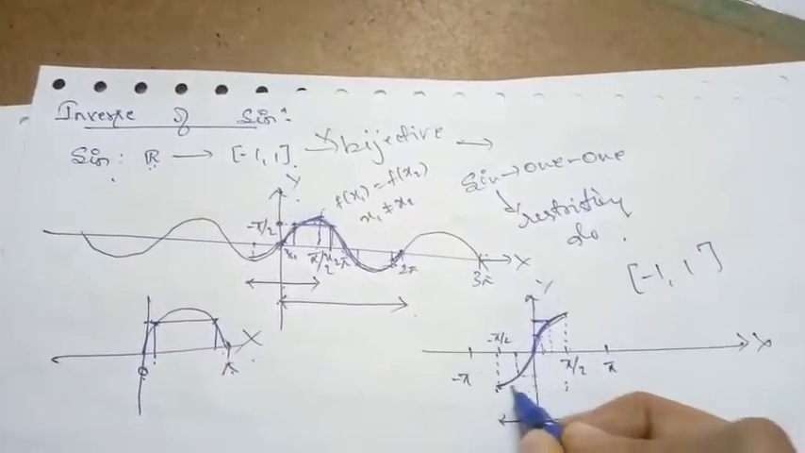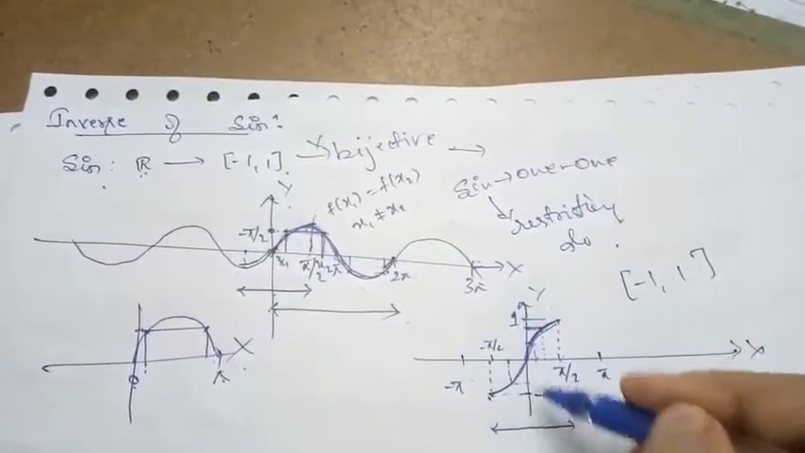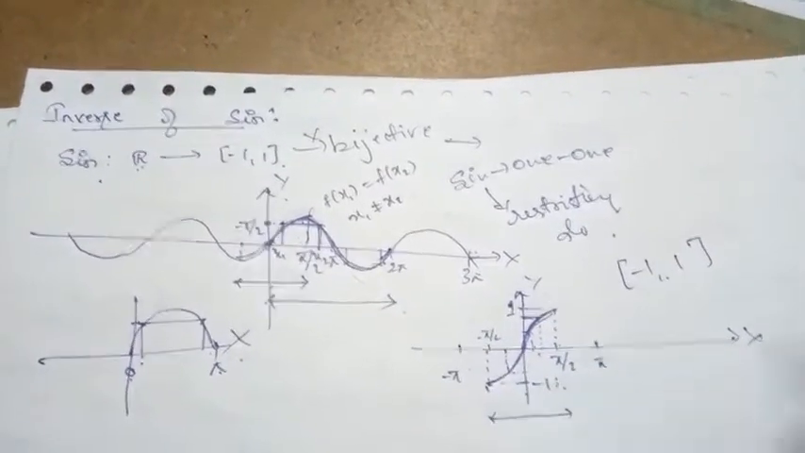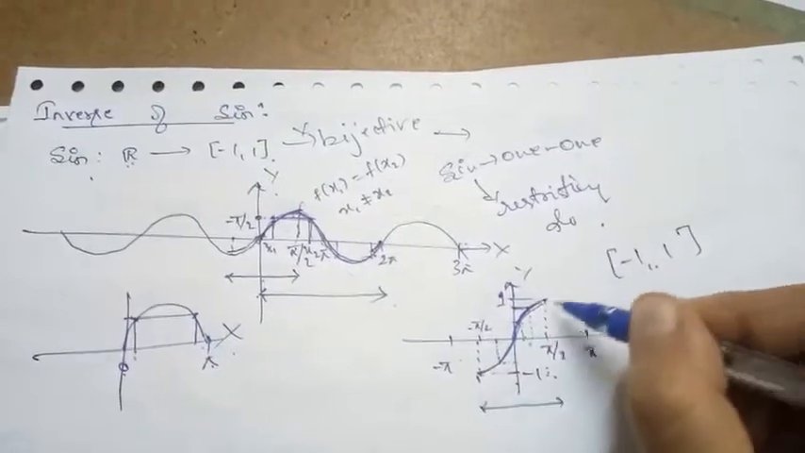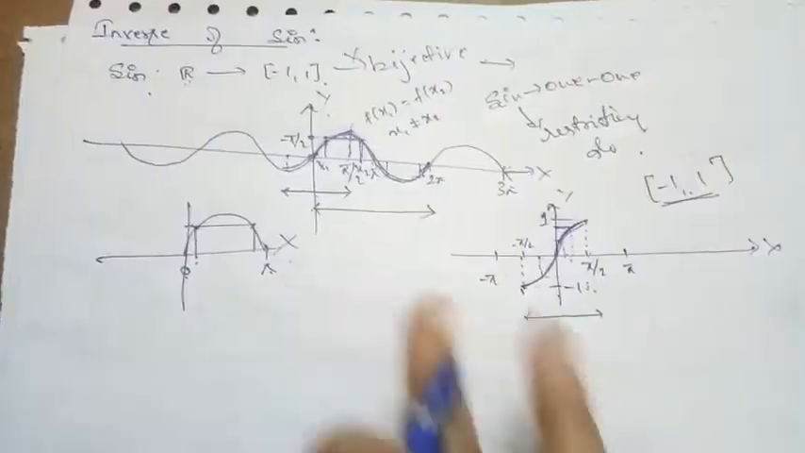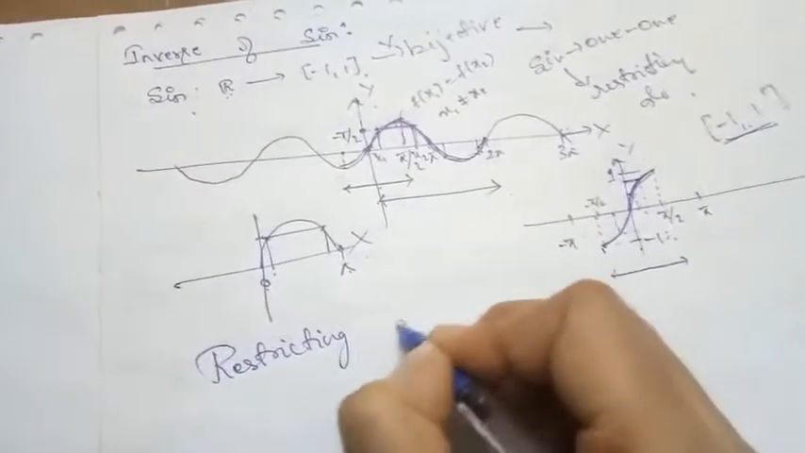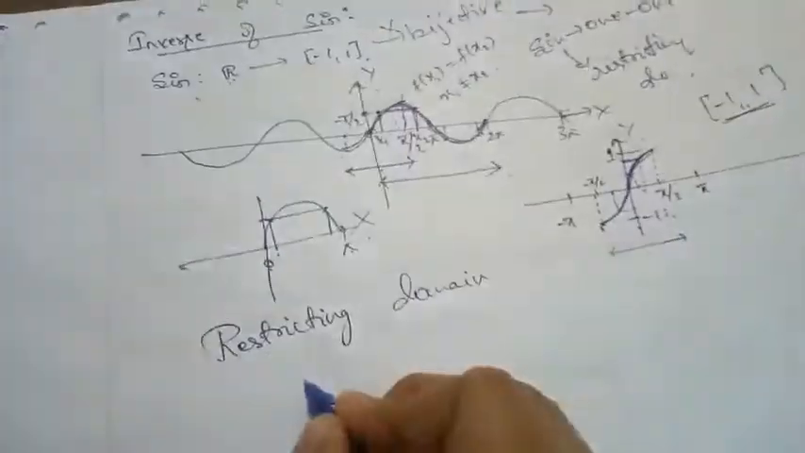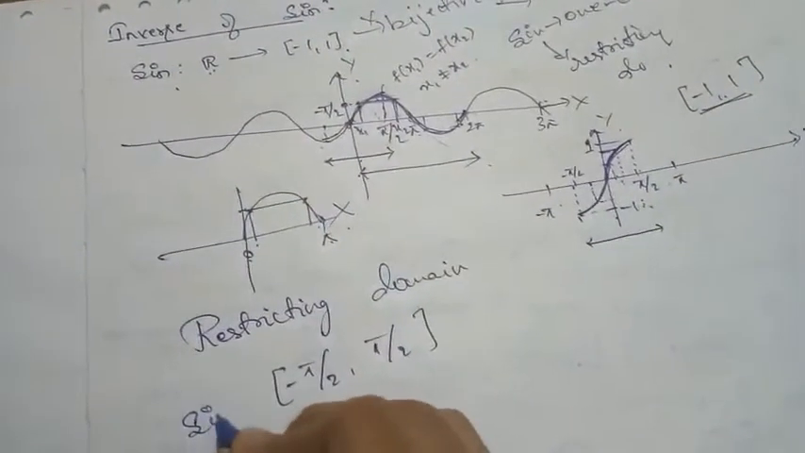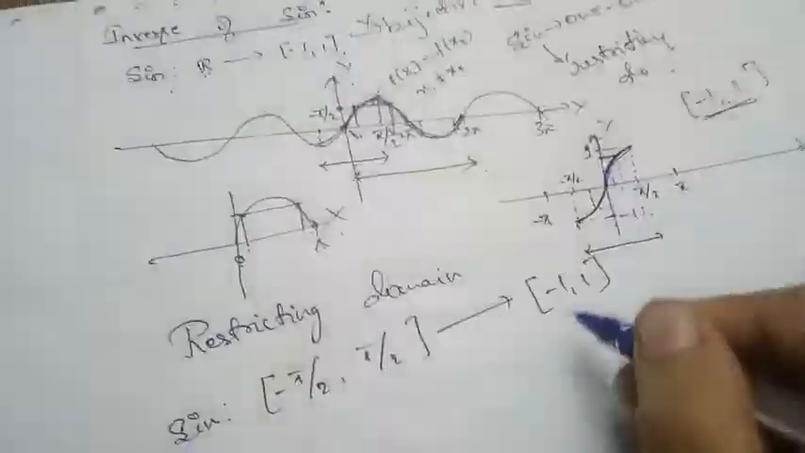So the range is not at all altered. This is minus 1 and this is plus 1 itself. From minus 1 to plus 1, if you take any value lying between minus pi by 2 and pi by 2, then we are going to get only one image in this range. So by restricting the domain from minus pi by 2 to pi by 2, the sine function's range is the same, that is minus 1 to 1.